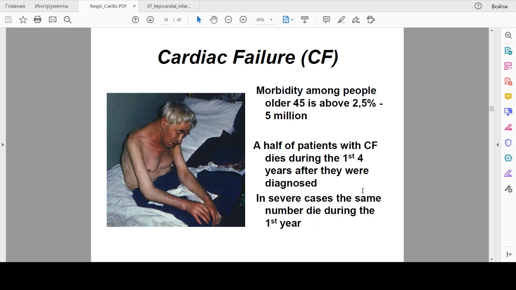And some more statistics. You can see morbidity among people older than 45 is above 2.5%. You may say only, but it is 5 million people. And the prognosis of this pathology is still poor. You can see a half of patients with cardiac failure dies during the first 4 years after the diagnosis was made. In severe cases, the same number die during the first year. So much shorter is the life expectancy. The more severe the condition is, the shorter the life after the diagnosis is.